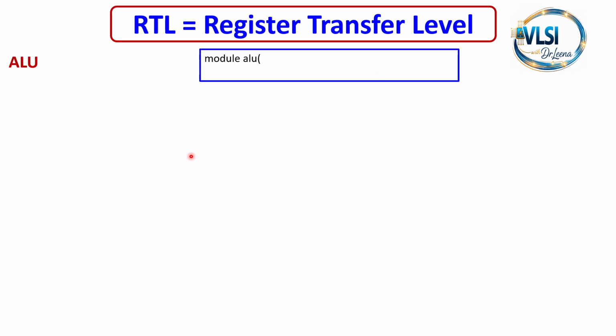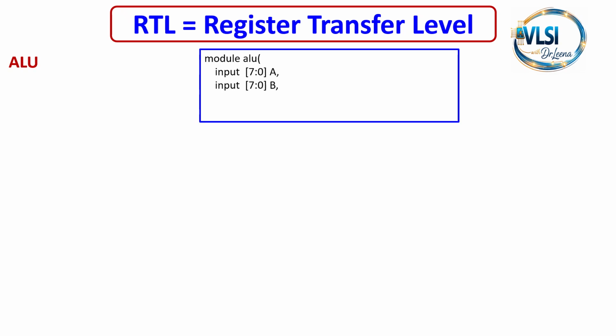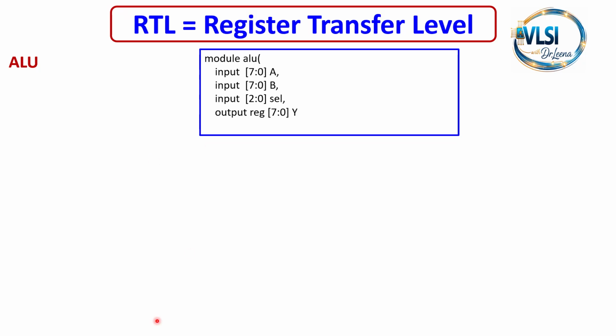Now we are going to start the RTL code. That is, we are writing the module and giving the name of the module. After this, we are going to assign the inputs and outputs. First, we are assigning an 8-bit input number A and we are assigning another 8-bit input number B. Next, we are assigning sel, a 3-bit selection signal. We assign the 8-bit output Y.